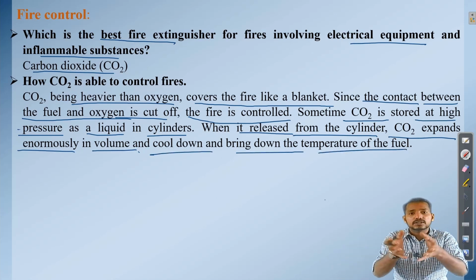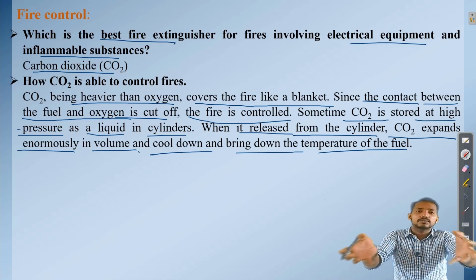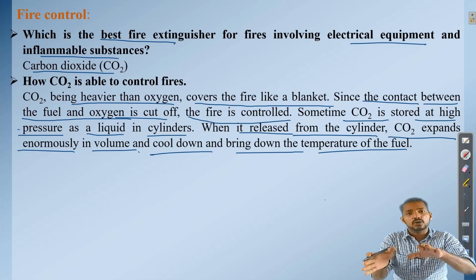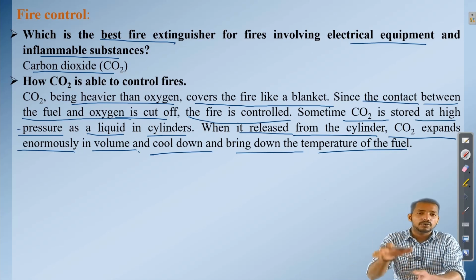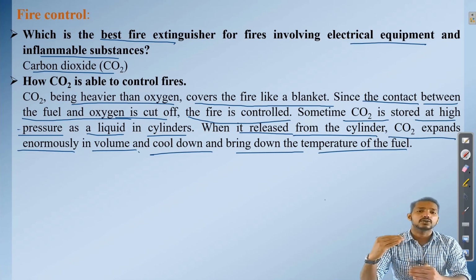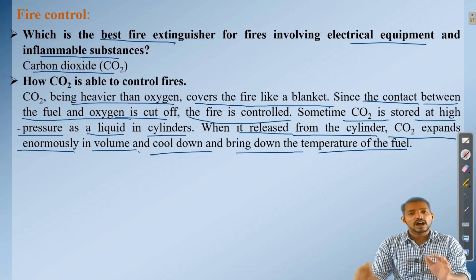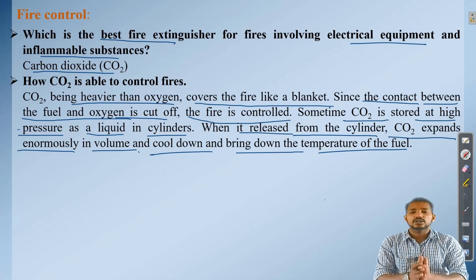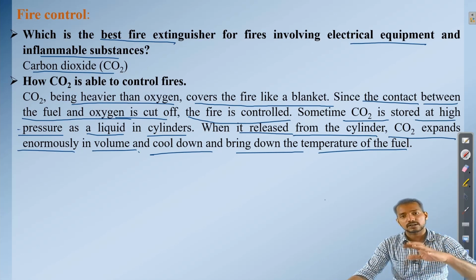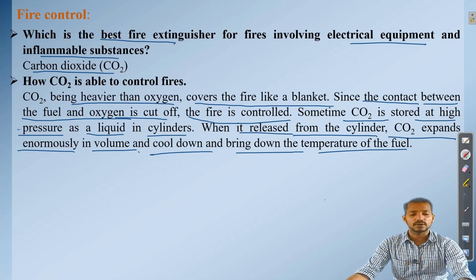It absorbs the heat from the surroundings, which means it absorbs the heat from the fuel and brings down the temperature of the fuel. That also helps control the fire, because when the temperature of the fuel falls below its ignition temperature, it becomes an agent to control the fire. So this is the way carbon dioxide controls fire, and it is one of the best fire extinguishers. Nowadays, different types of fire extinguishers which produce carbon dioxide are available.